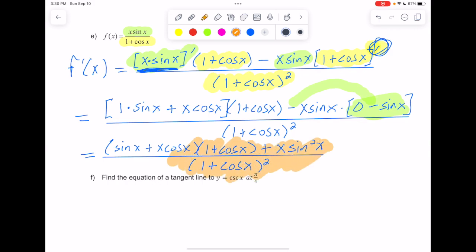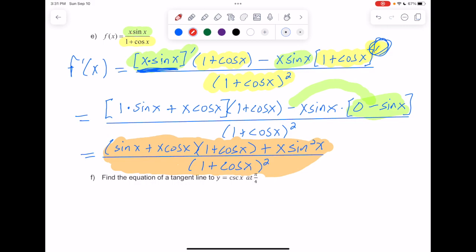Could it be simplified some more? Possibly, but we've done the obvious easy simplification, and again, that is the derivative. So if we needed the derivative to find a slope or something like that, we've got it. So I think we're fine right there, and my open math should take an answer in that form.